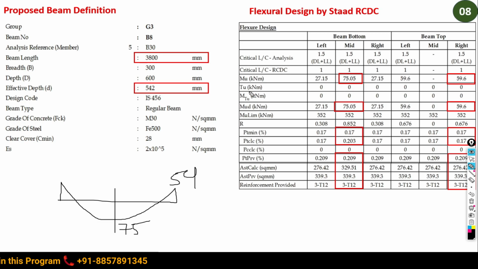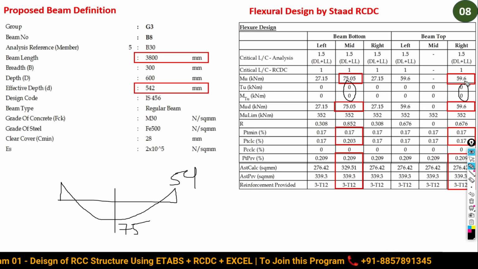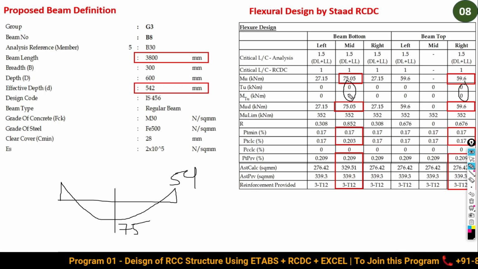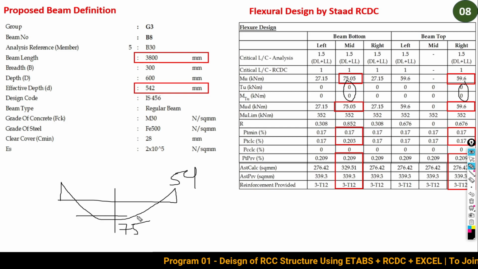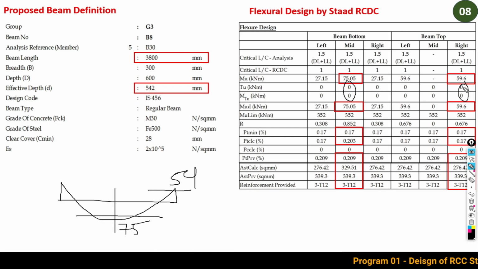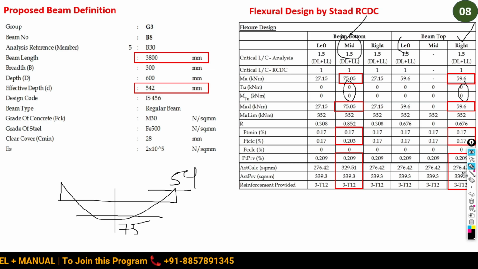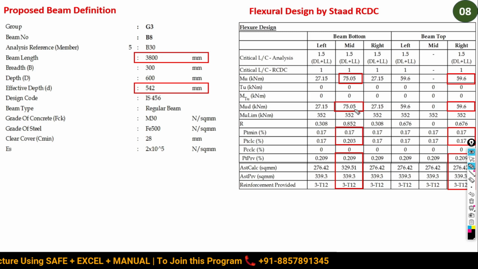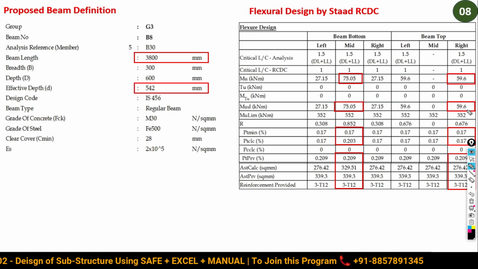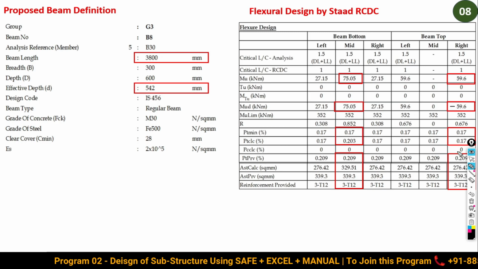So in design, torsion we are not going to consider, we are going to ignore the torsion. That's why torsional moment is 0. Okay, so we are going to consider at the mid, that is positive main reinforcement at the bottom and negative hogging main reinforcement at the top. Either you can consider left or right, both will be same, so I'm going to consider mid only and right only. Now 75.05 kilonewton meter, and 59.6 kilonewton meter as negative hogging moment.